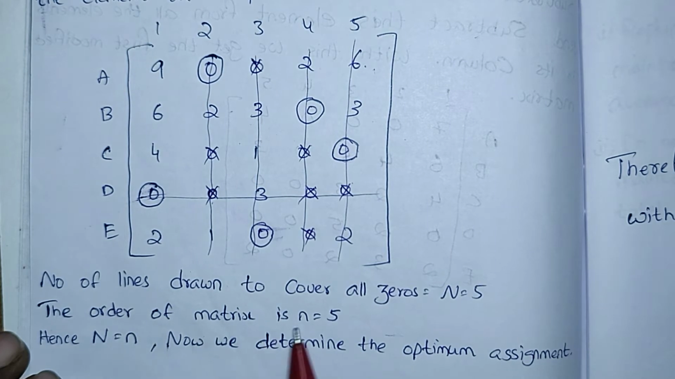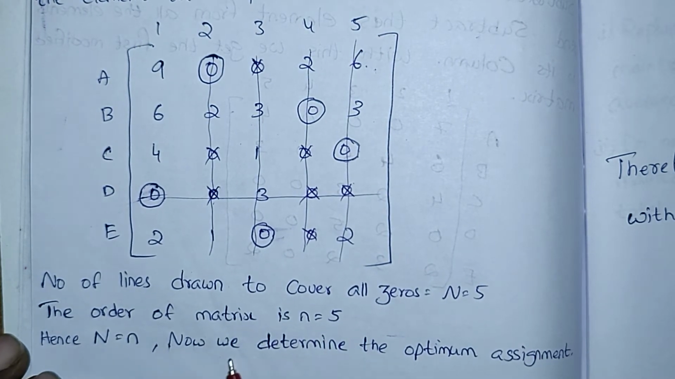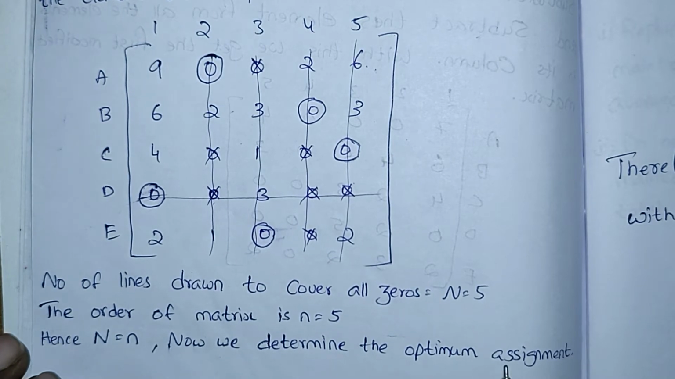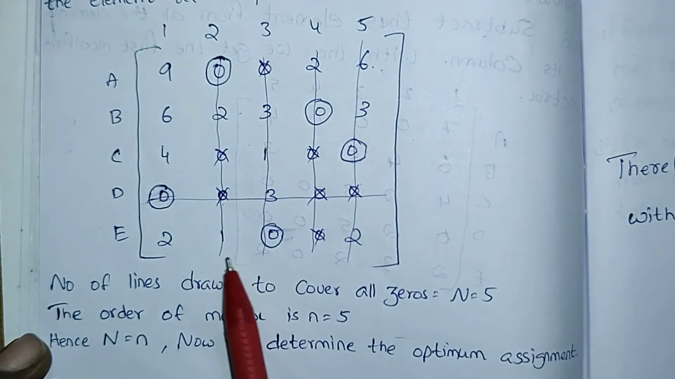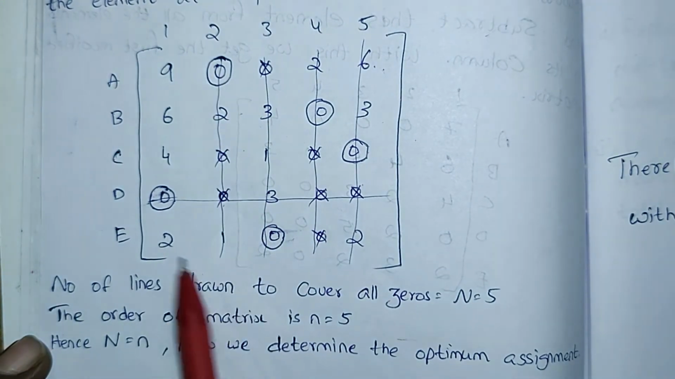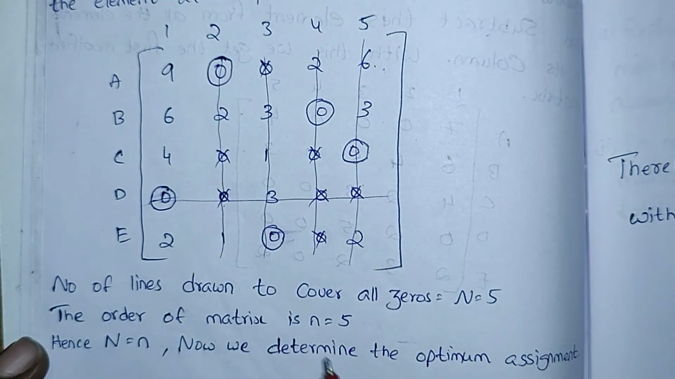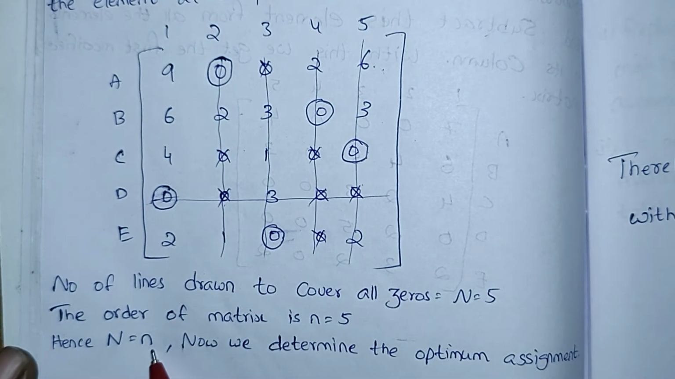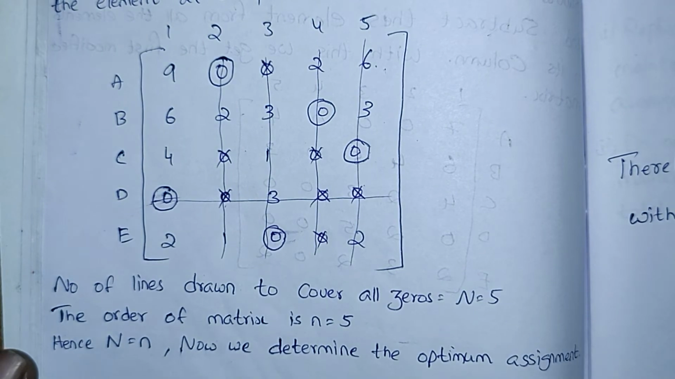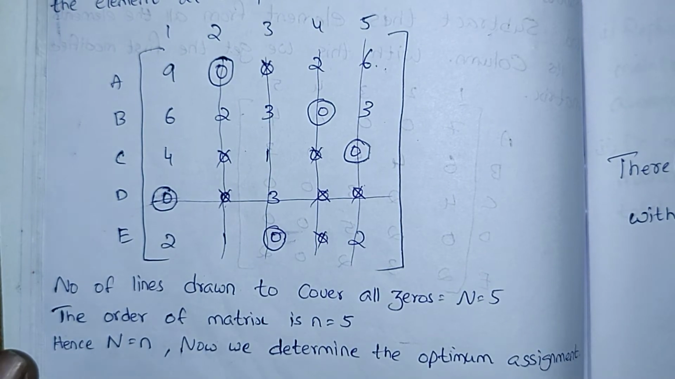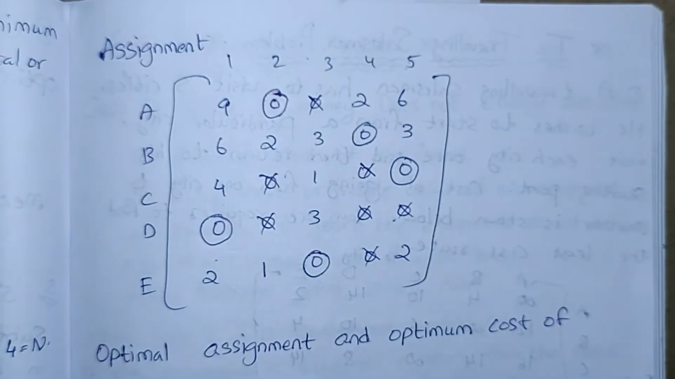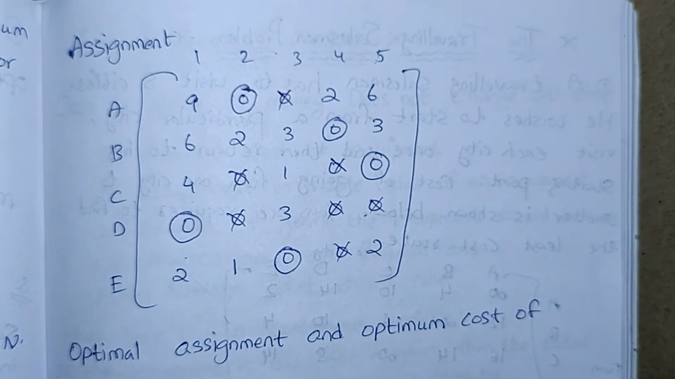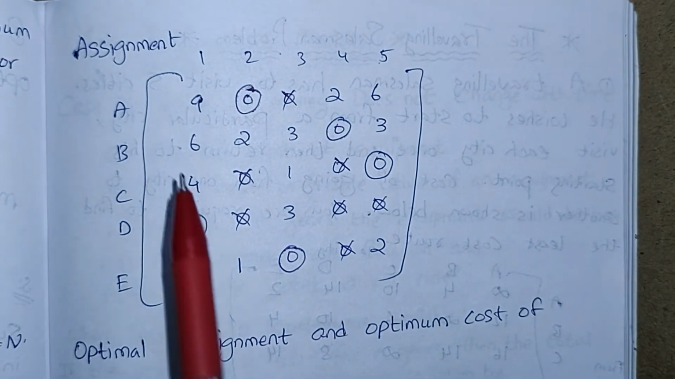The order of the matrix is small n equal to 5. Hence capital N is equal to small n. Now we determine the optimum assignment. So all the 5 lines we have obtained in this modified matrix show that capital N is equal to small n. Now we are going to write the optimum assignment. So write the same matrix here, and in this we are going to write the optimum assignment.